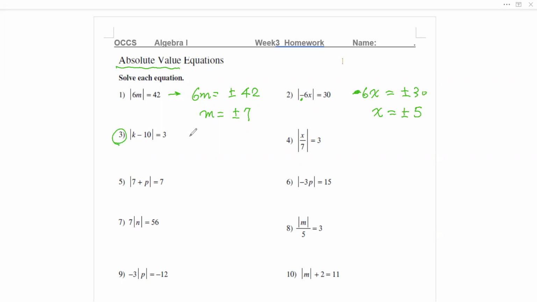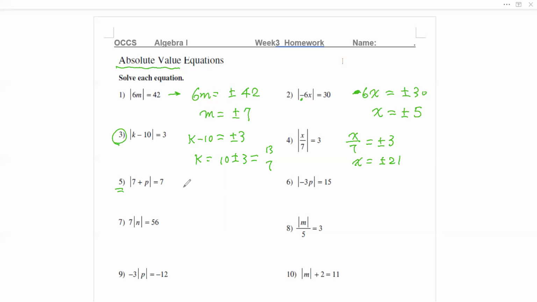Number 3, so you can see here. So inside the absolute this part, right, can equal positive negative 3, right? So both sides plus 10. So 10 plus both sides plus 10, right? So can be equal 13 or 7, right? So see inside for number 4 is absolute x over 7 equals 3. So you can get it positive or negative 3, right? Both sides times 7. So x equal positive negative 21, right?